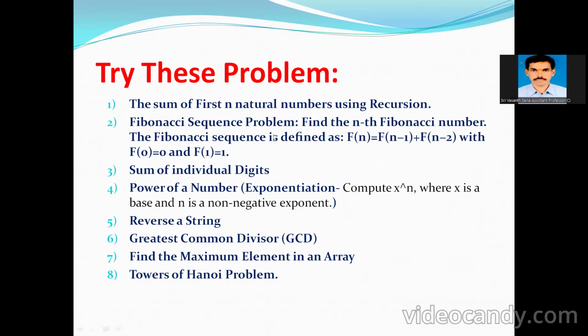Suppose we want to find the sum of individual digits: the given number is 1, 2, 3, 4, so 1 plus 2 plus 3 plus 4. Then the power of n, exponentiation: compute x to the power of n, where x is the base and n is the non-negative exponent. So x to the power of n using recursion.